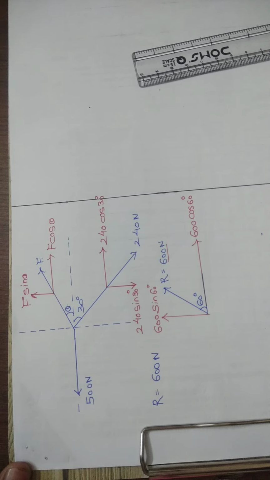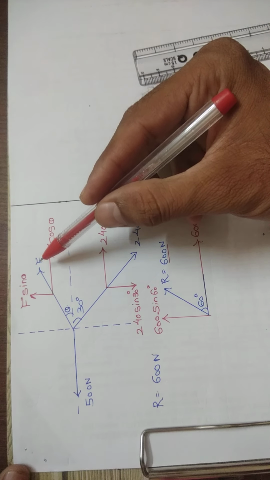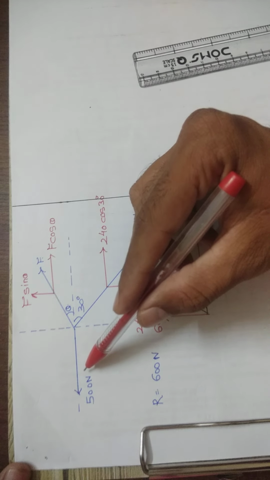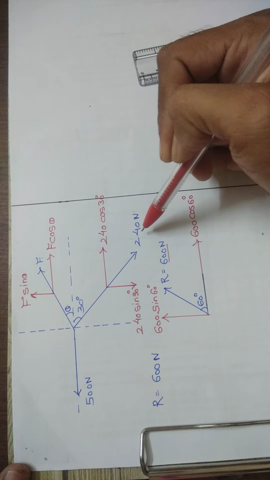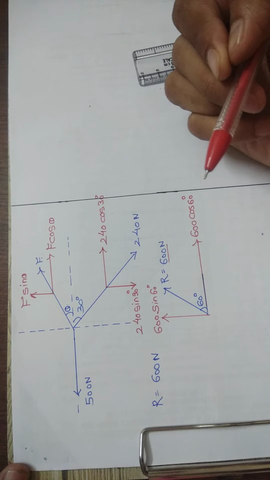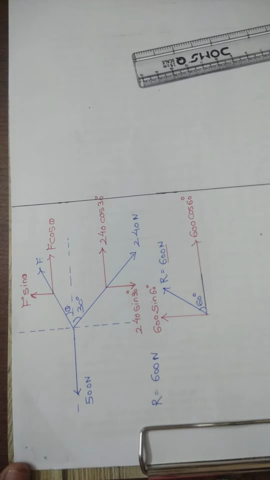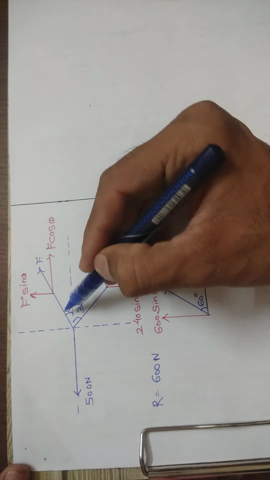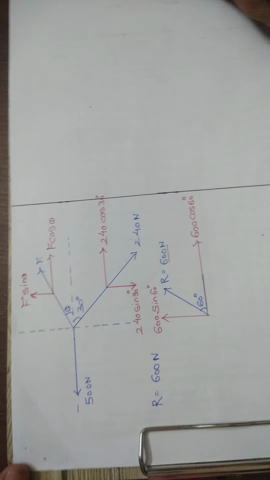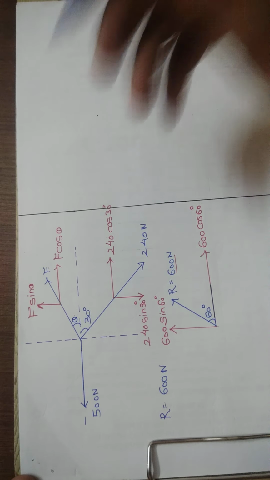In this way we have resolved the resultant into two components, and we have resolved the forces. For the 500 Newton force there is no need to resolve it. Next we have resolved this 240 along the x and y axes. One by one we will find the summation of Fx, then the summation of Fy, and we will see the procedure to calculate F and theta.